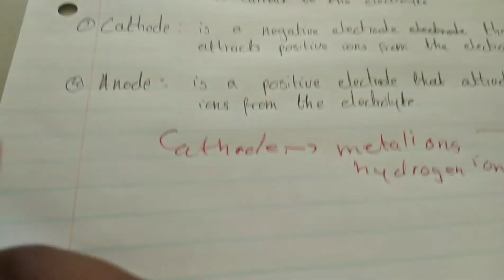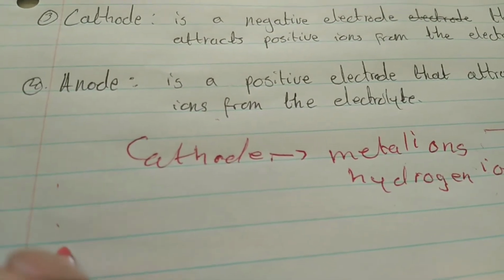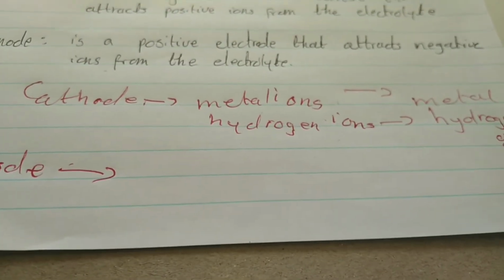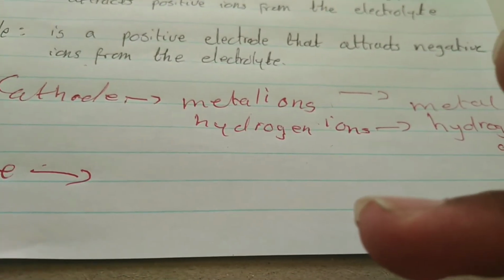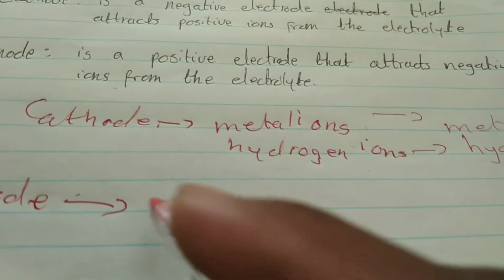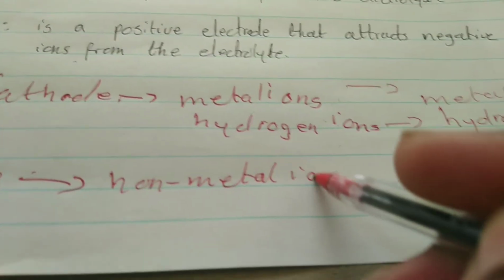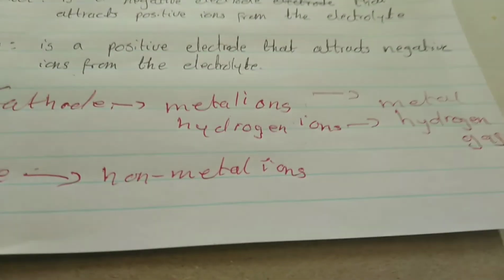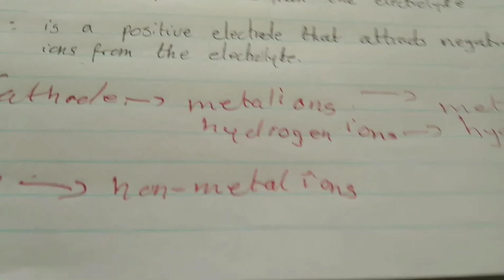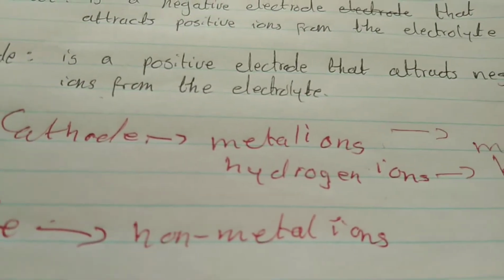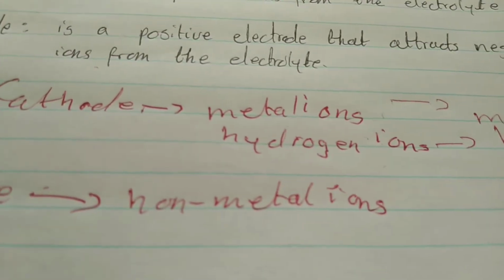And the opposite is happening at the anode. The anode attracts the negatively charged ions from the electrolyte. And the negatively charged ions are the nonmetal ions. Nonmetal ions, we can talk of the halides, the oxides, the sulfides. Those are the nonmetal ions.